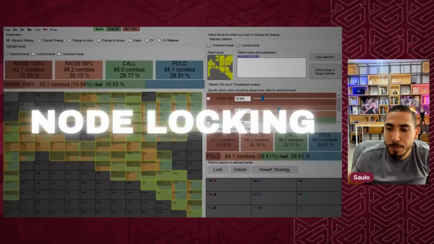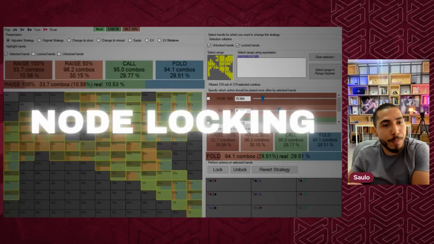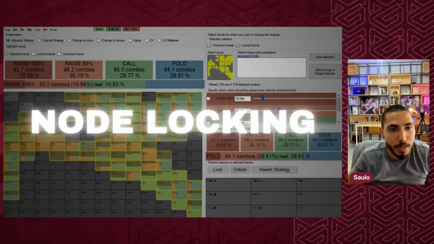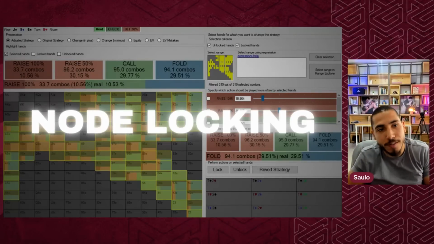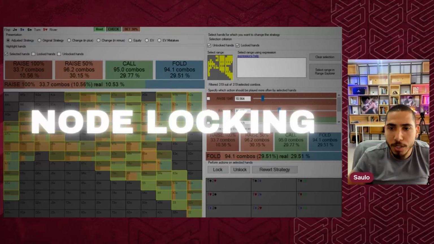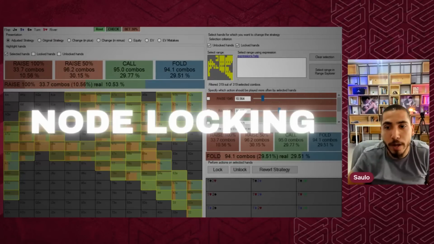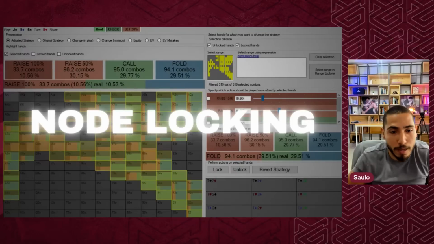So how do you do that third step? You do it with the node locking function. If you have used PioSolver before, you will see that it contains this function that allows you to adjust the strategy for any player in the game tree. And by adjusting the strategy of any player in the game tree, you can model your opponent's behavior. You can change how they play and then use the solver to calculate the counter strategy for you. That's exactly what you should do. That's exactly what I've been doing for the last 7 years in my life for all the lines that I think are relevant.